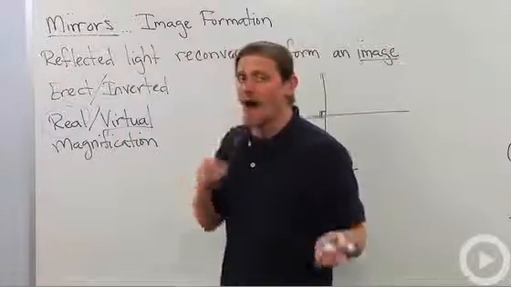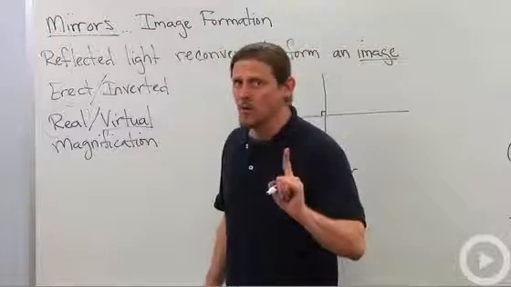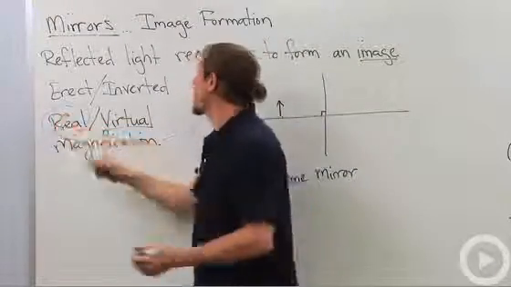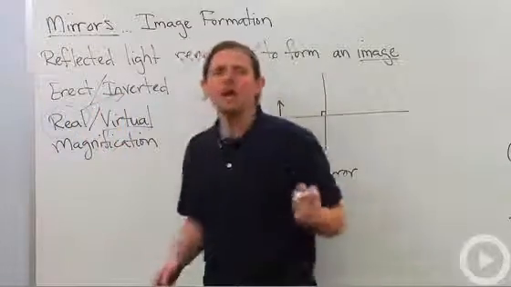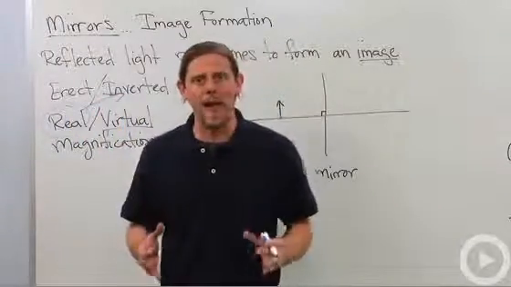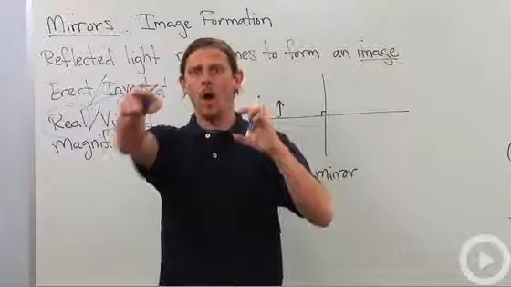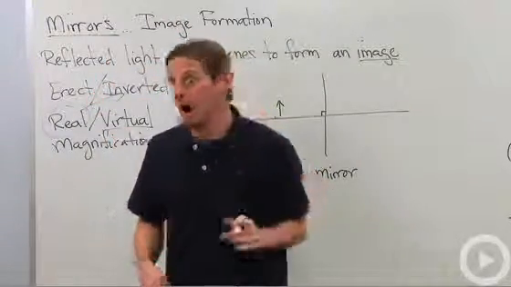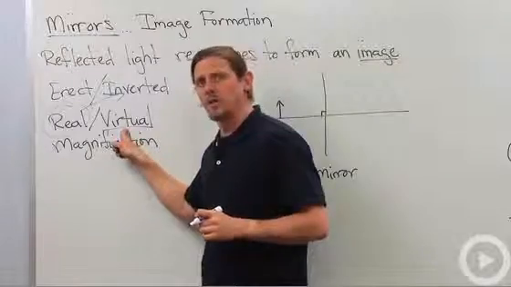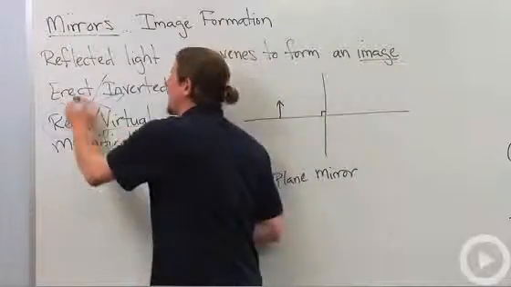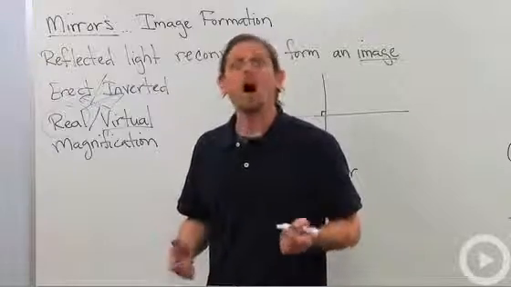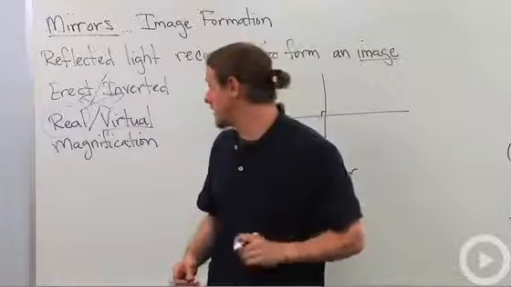Okay? We'll find that if you use only a single mirror or a single lens, then real images are always inverted. That means they're always upside down. So you're looking through the lens, the object is right side up, the image is upside down. All right? Virtual images, on the other hand, will always be erect or right side up, okay? If there's a single mirror or a single lens.